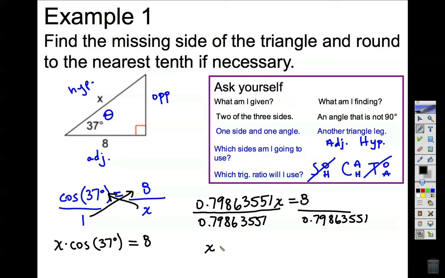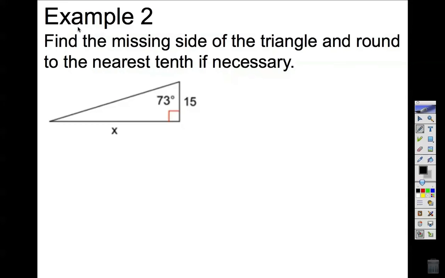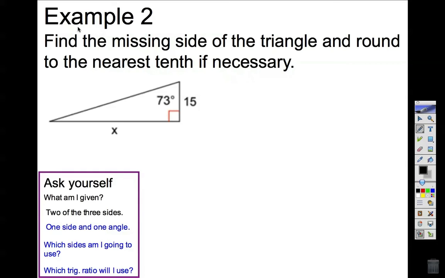Once you do this, we get that x equals 10.017 and so on, right? But it's asking us to find the side to the nearest tenth if necessary. That's the reason I didn't go any further, because x equals 10.0 after rounding off. We are asked to find the missing side of the triangle rounded to the nearest tenth if necessary. Again, for the second example.